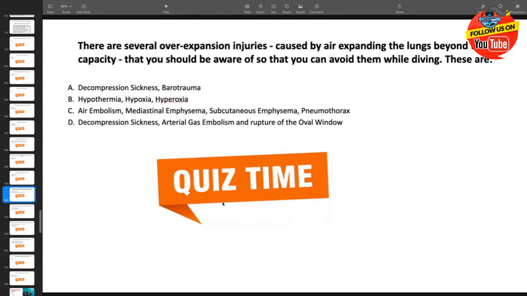All right. Megan, there are several overexpansion injuries caused by air expanding the lungs beyond their capacity that you should be aware of so that you can avoid them while diving. These are: air embolism, mediastinal emphysema, subcutaneous emphysema, and pneumothorax.